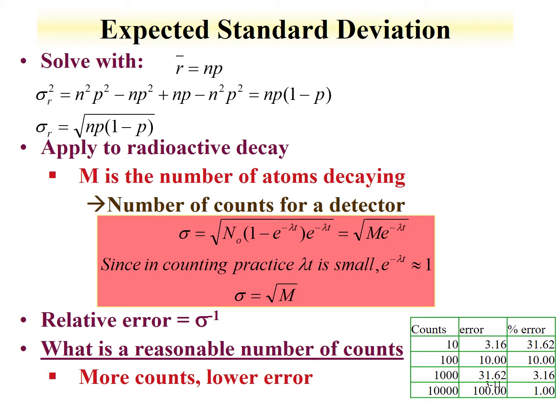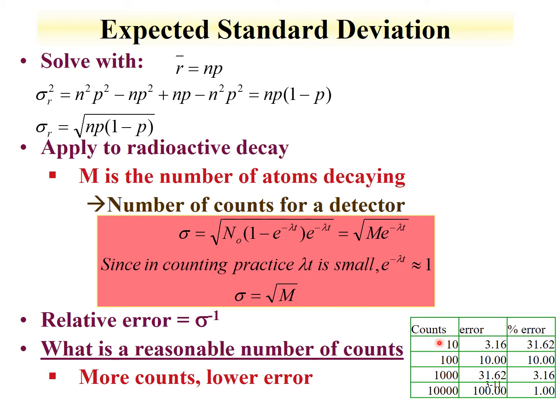In practice, our lambda t is small for our count time, so it goes to 1, and our standard deviation becomes the square root of the number of counts. The relative error is the inverse of that value. So this is actually pretty important, very useful evaluation. So everything we talked about, it really boils down to this square root of the number of counts is equal to our standard deviation. And it basically says how many counts do we need in order to get reasonable statistics.